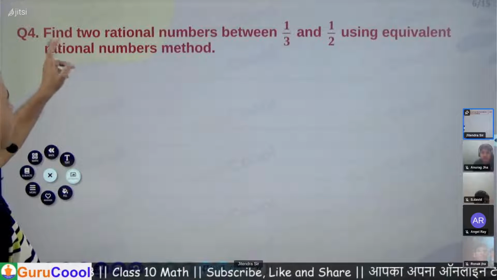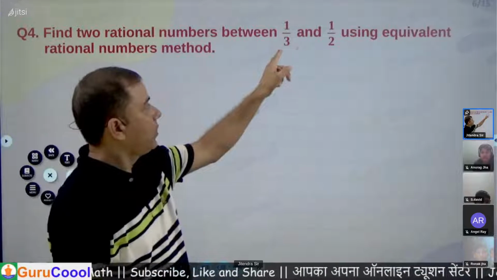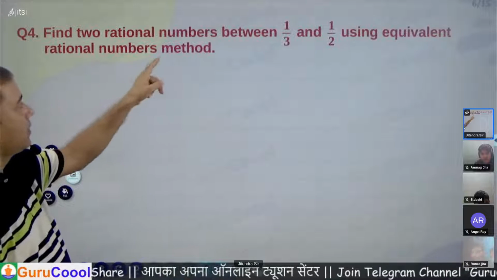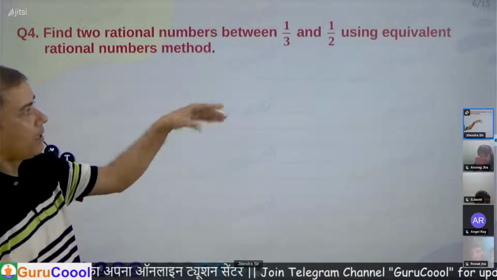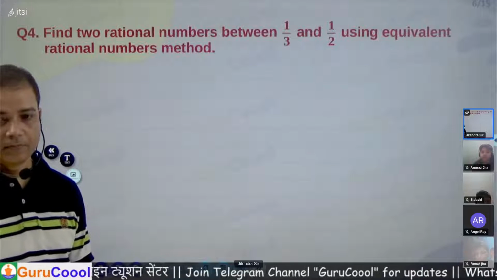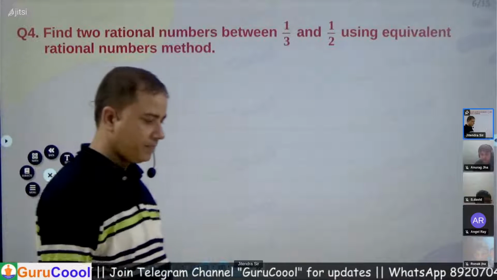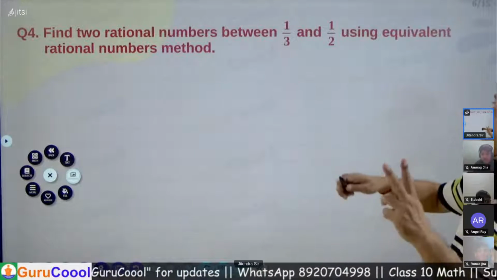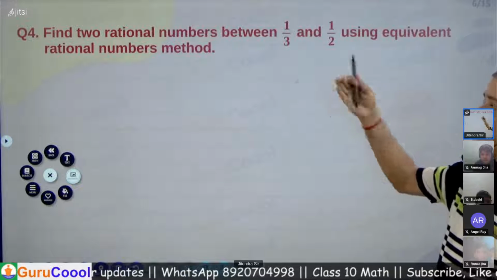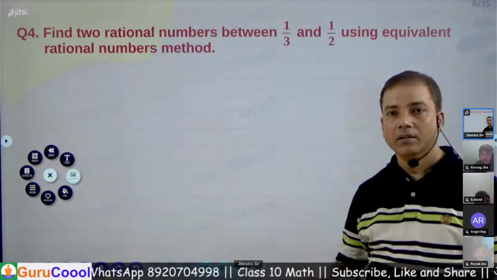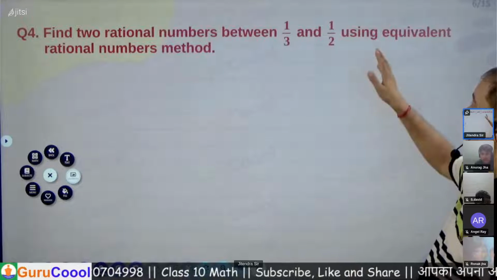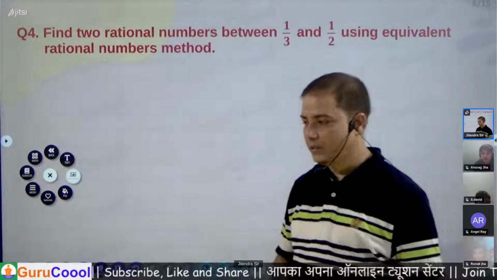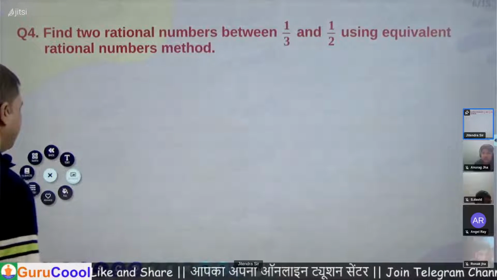Next question is, find two rational numbers between 1 by 3 and 1 by 2 using the equivalent rational numbers method. The same question, but the method is different. Earlier the question was the same: find two rational numbers between these two. But the method was different. That was the midpoint formula. This time it is the equivalent rational numbers method. See how to do it.